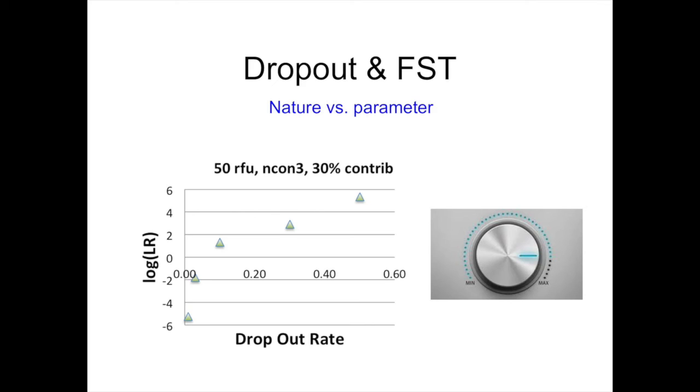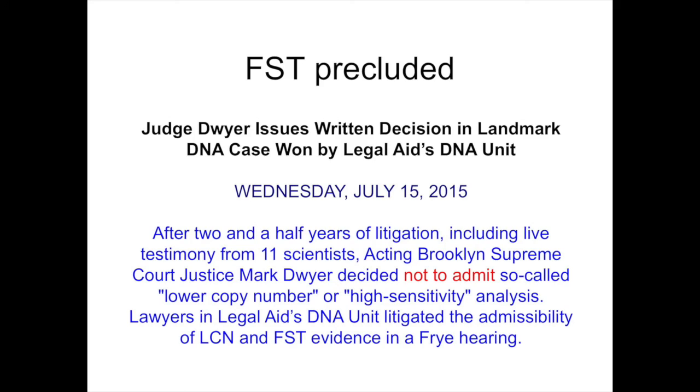The vertical axis is the match statistic expressed in log units. 0 is 1, 6 is a million, and -6 is 1 in a million. And as you turn the knob up, the match statistic goes from exclusionary, -6, which is 1 in a million, gradually up to 6, which is a million. So just like you can change thresholds to change your data and get whatever answer you might want, you can also play with dropout parameters. A dropout parameter is not the phenomenon in nature. It's a tool to dial in an answer. FST here in New York is one such method that used dropout. And as you know, the Legal Aid DNA unit was instrumental in precluding that in a recent case.